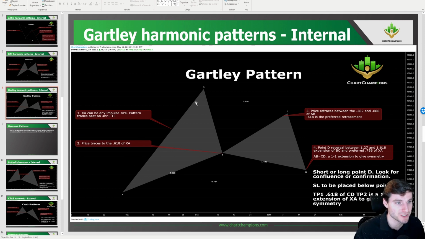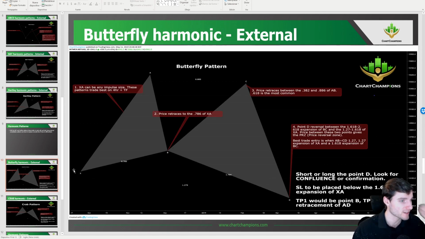You want to see the increase in volume, okay, and then a decrease during consolidation before another increase in price here. Obviously, you're looking to long D. You want to see then volume come back and increase. Okay, with the butterfly, very similar to the crab.